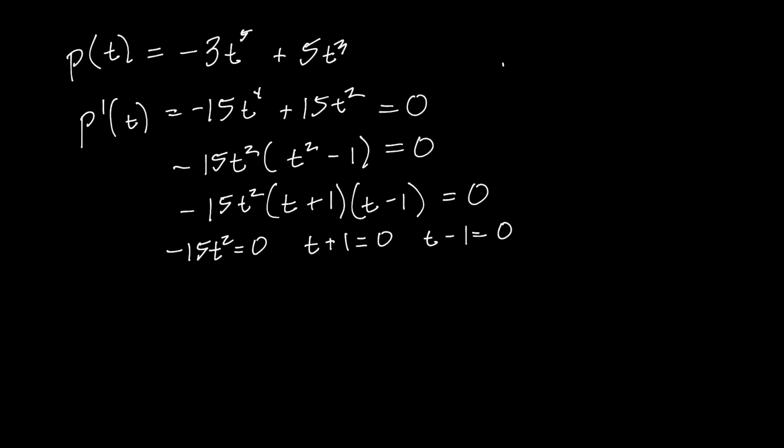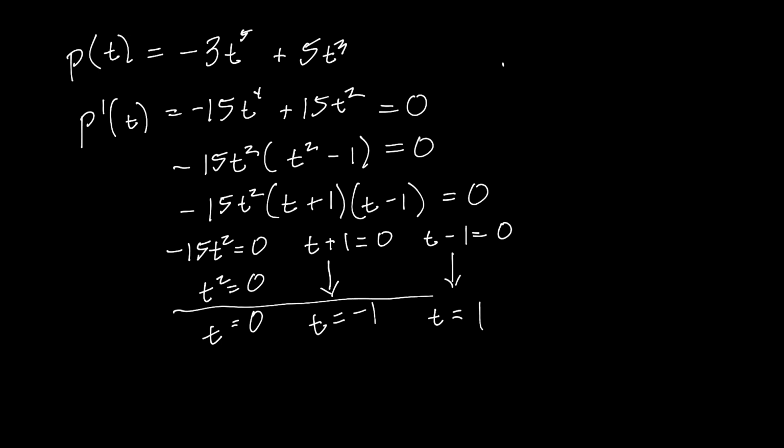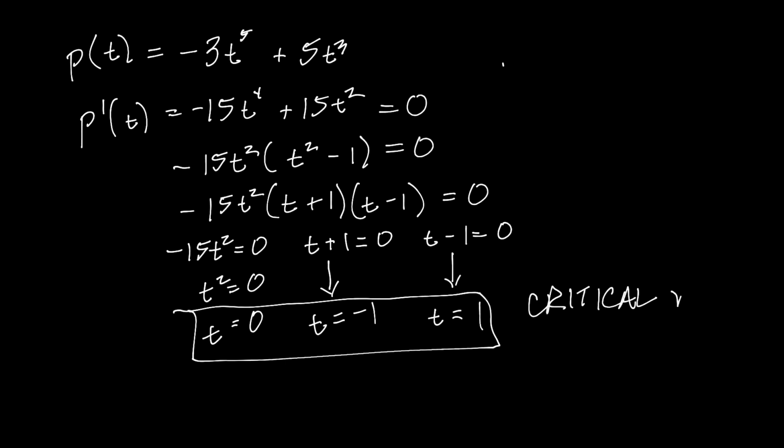So when I divide both sides by negative 15, I get t squared equals 0. I'm sorry, t is 0 because when I square 0, I get 0, so t is 0. In the second one, I have t equal to negative 1. And in the third factor over here, I have t equal to positive 1. So these are my critical values. Those are what we're looking to classify, right? Critical values.